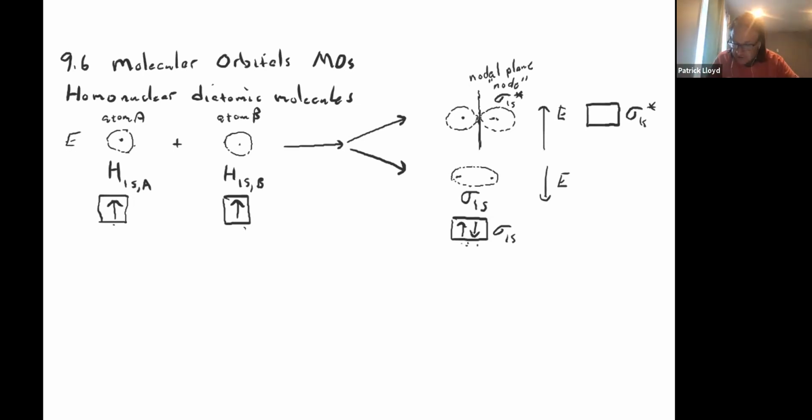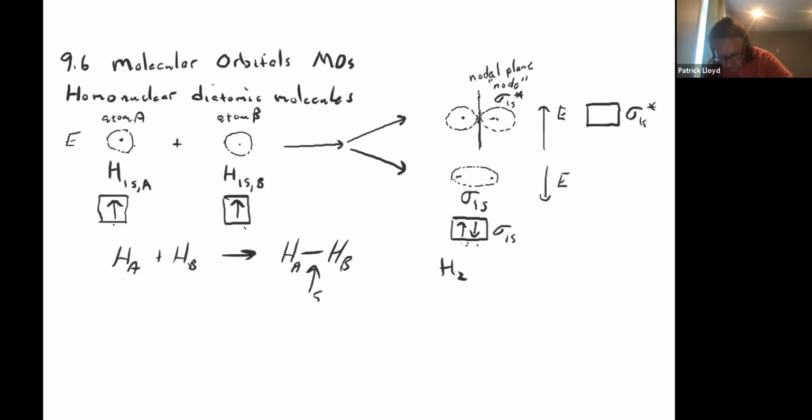If you wanted to, once this molecule forms, so this is now H2, right? So we had HA plus HB. Now we're going to have a molecule HA with a bond to HB. And this is going to be a sigma bond. Okay. And the molecular orbital is called sigma 1s. And it has that particular shape there.